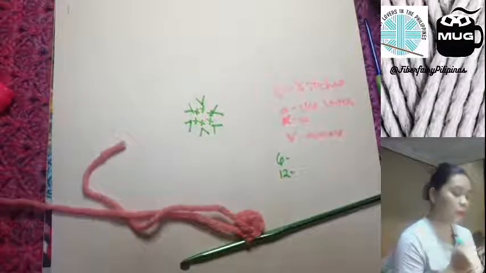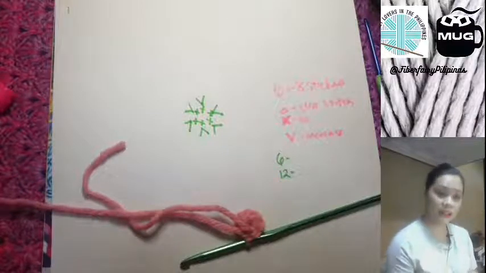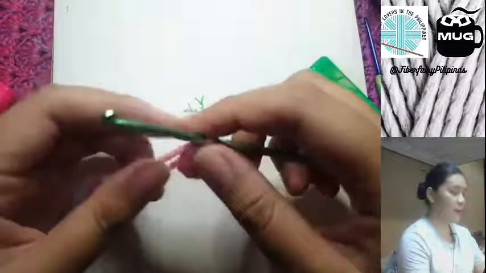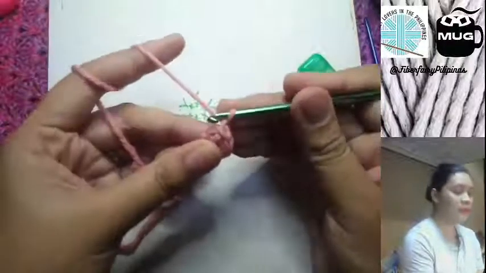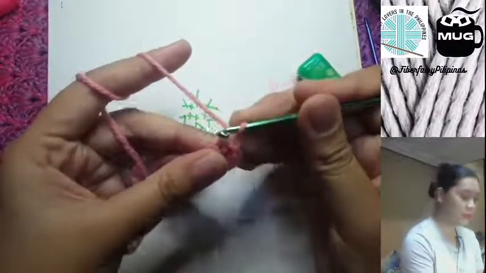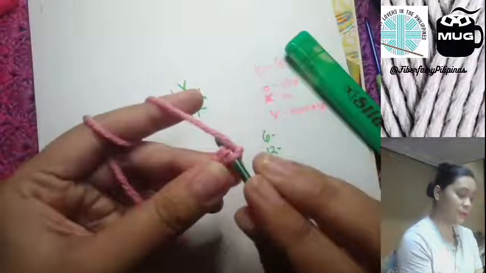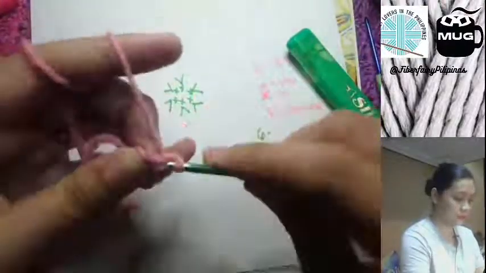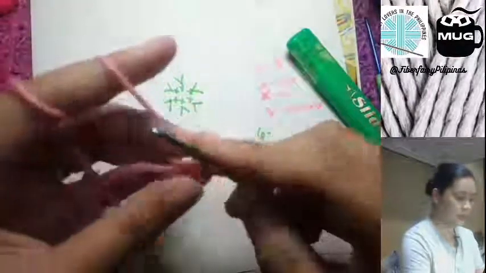Okay. So, from 12 stitches, magi-increase ulit tayo the next round. But first, let me show you how we apply that on our work. So, chain 1, sometimes it doesn't count as our first stitch. So, ang gagawin ko is, I'm going to do an increase, which is 2 stitch sa isang stitch. Okay, 2 stitches in the same stitch, and that is our increase.